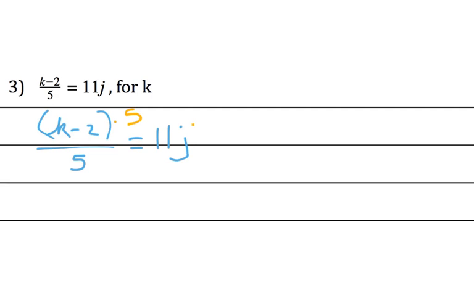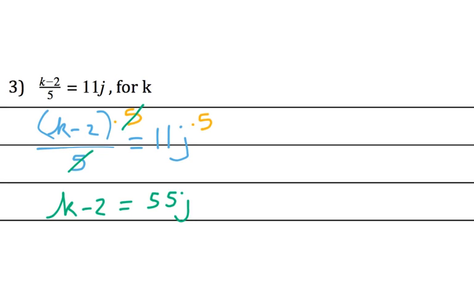And that's going to really help me see that when I multiply both sides by 5, my 5 will go away in the denominator, and I'll only have k minus 2 left on the left side. And I may as well multiply 11 and 5 to get 55j in this step.